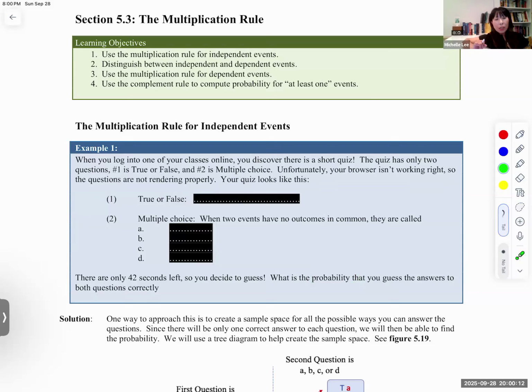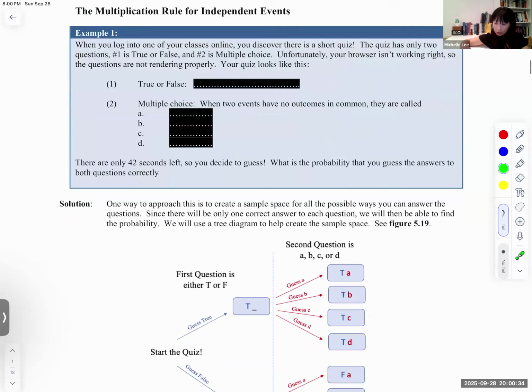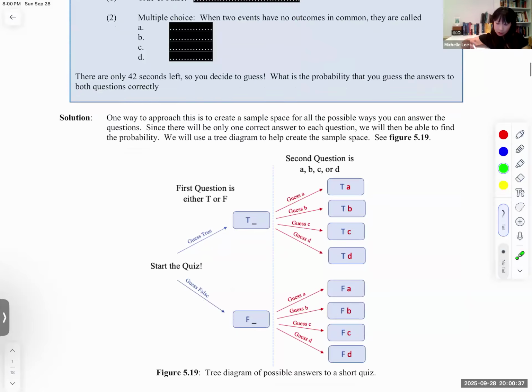Okay, so we had a tree diagram before. Let me just show you, right? So one is true and false. In the true, we can have A, B, C, D choices, and then in the false, we have A, B, C, D choices for multiple choice, right? Okay, here we go. Make sense? So this is a tree diagram. So we have 1, 2, 3, 4, 5, 6, 7, 8 possible answers.